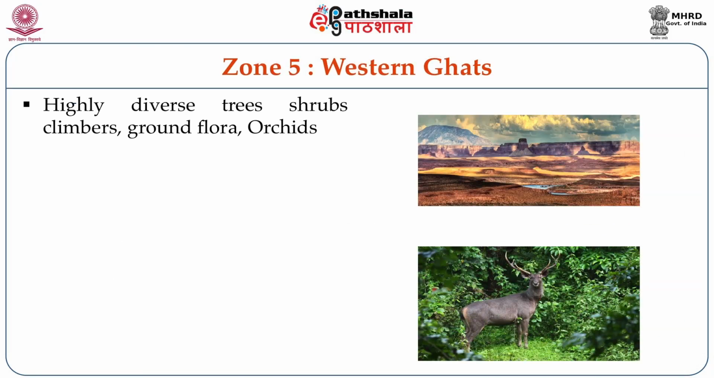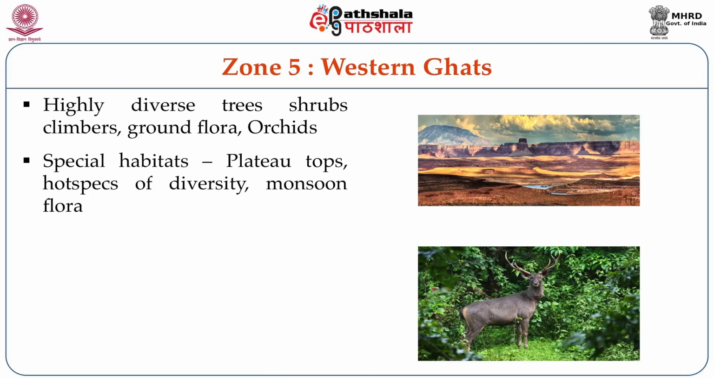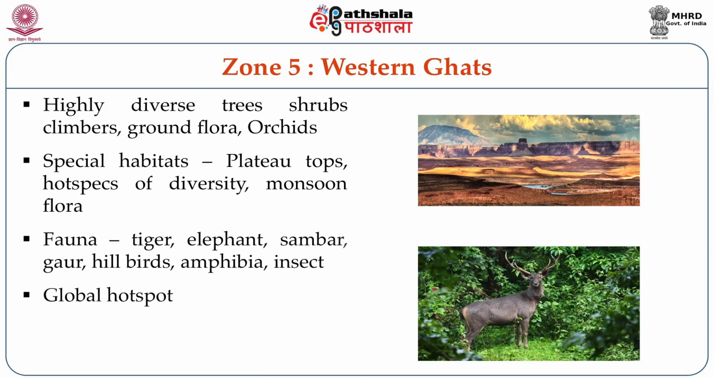And these have high diversity of plant life, climbers, shrubs, ground flora, orchids. And a very special part of this kind of vegetation occurs on the plateau tops that we have there, which are monsoonal plants, very, very specialized, very, very endemic to these areas, not found anywhere else in the world. The importance of this is that this Western Ghats is considered a global hotspot of biodiversity. And though we have a chain of protected areas, national parks and sanctuaries within this, the intervening areas are very badly impacted by human activity.